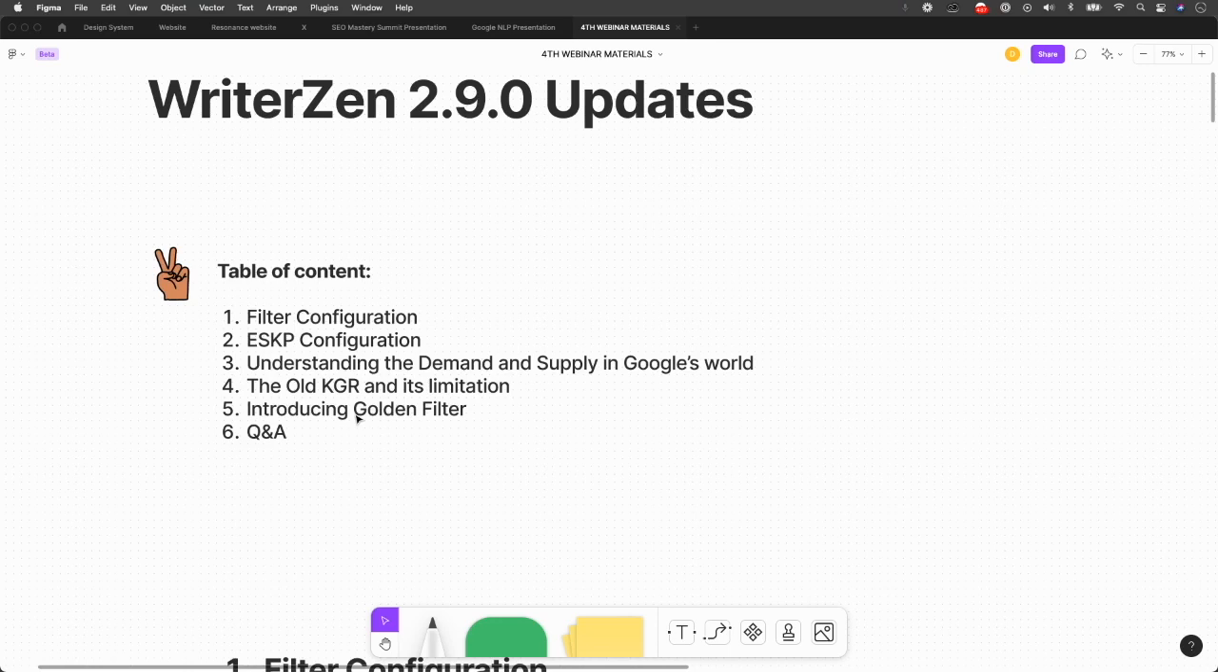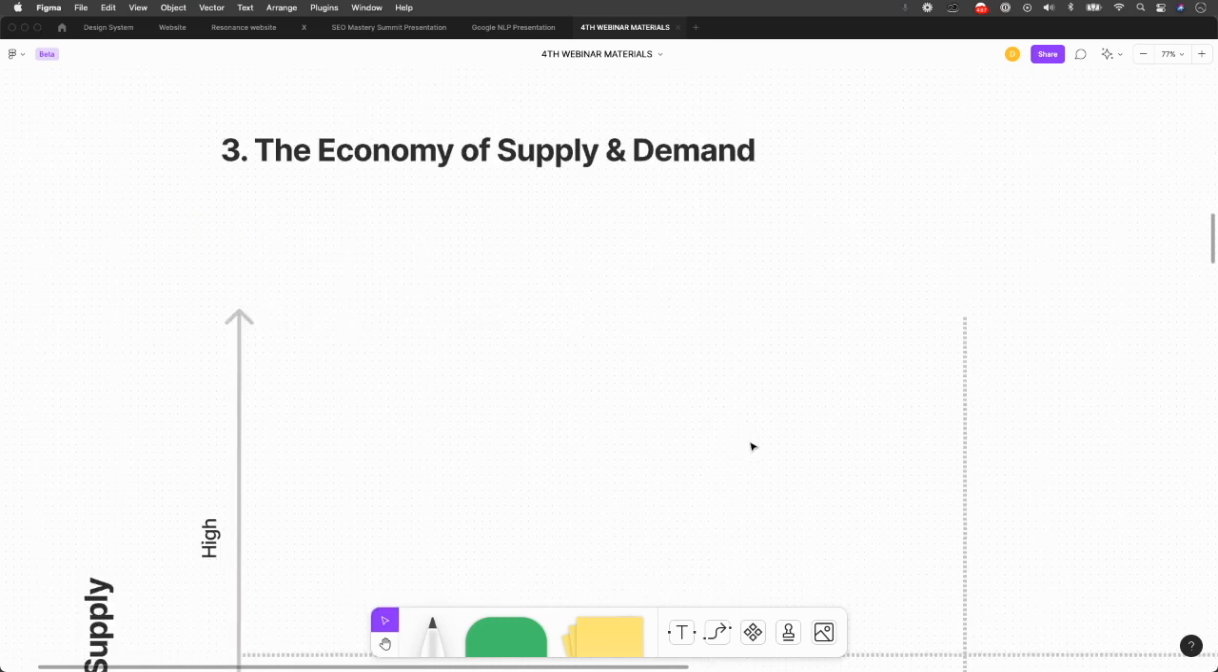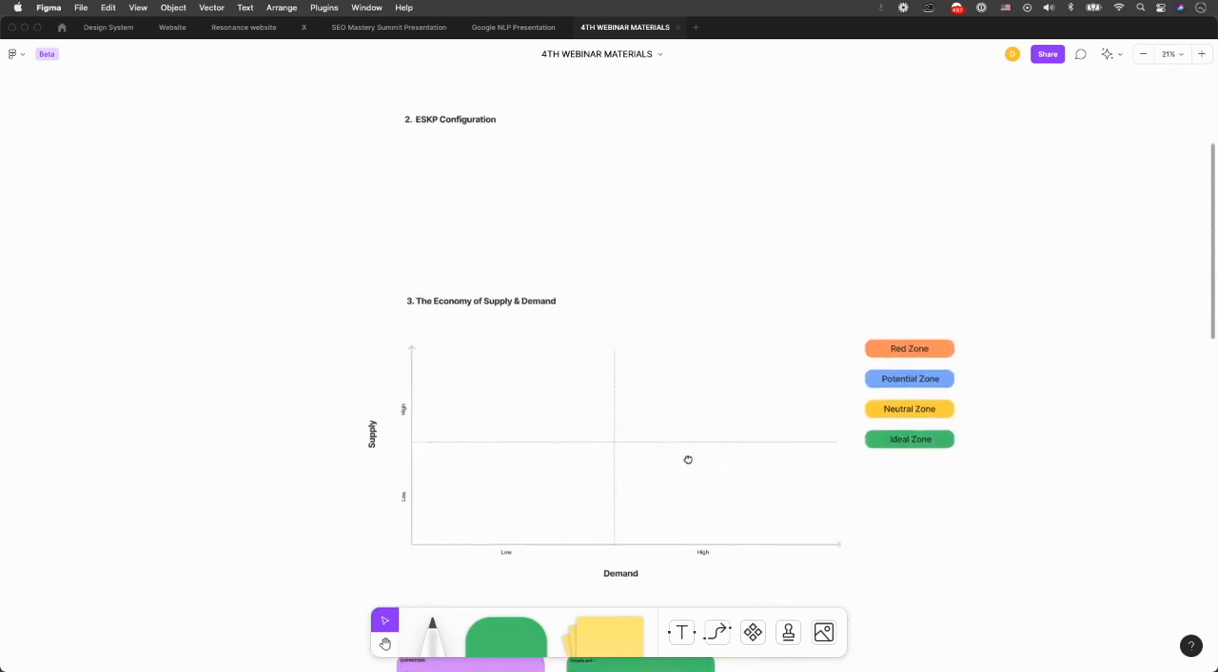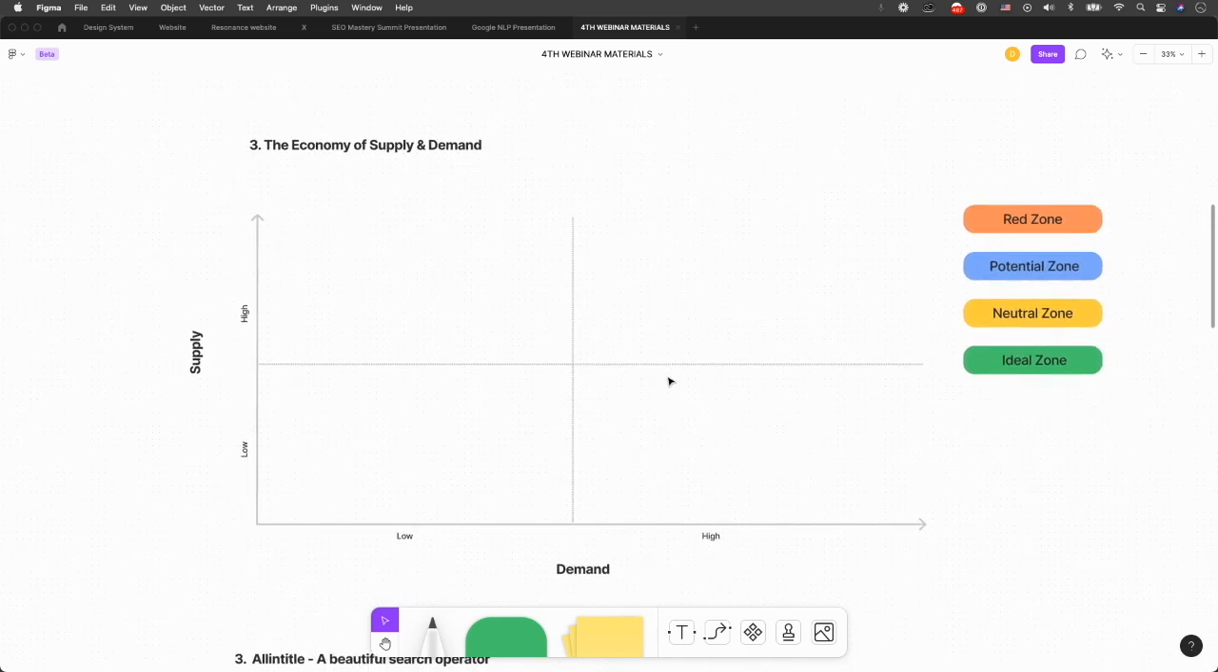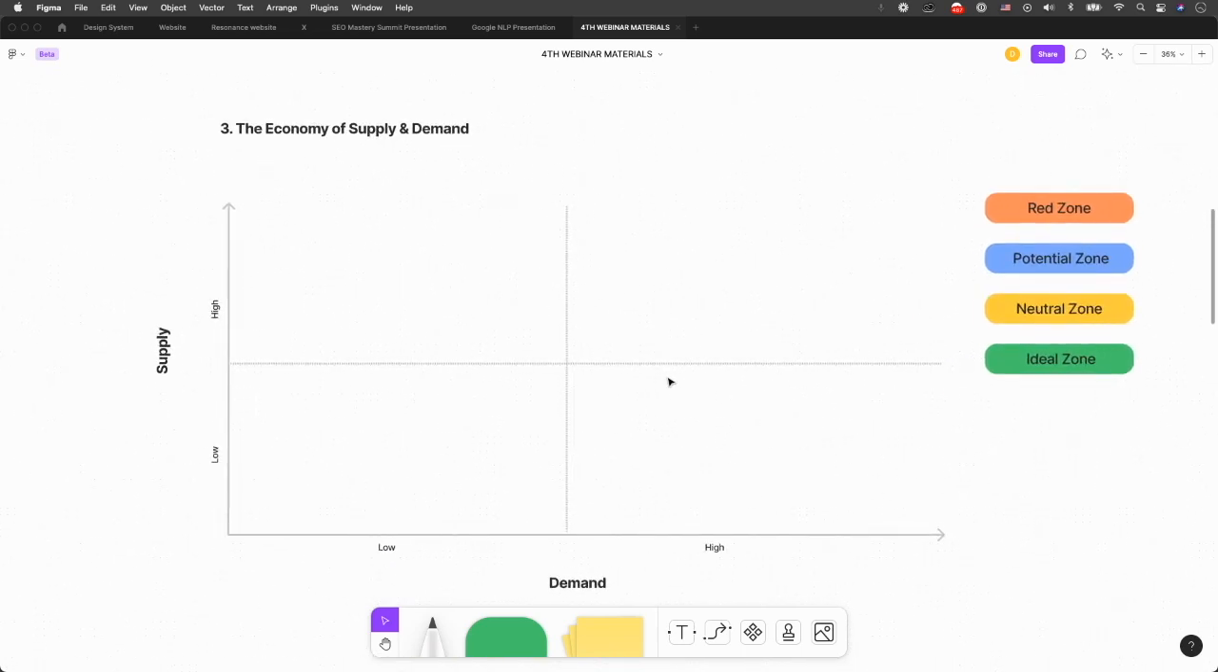let me just share a bit of why it's so important that ON title exists in our tool, right? First, we need to understand the demand and supply in Google's world, right? You'll see why in a moment, why I'll talk about the economy of supply and demand first.